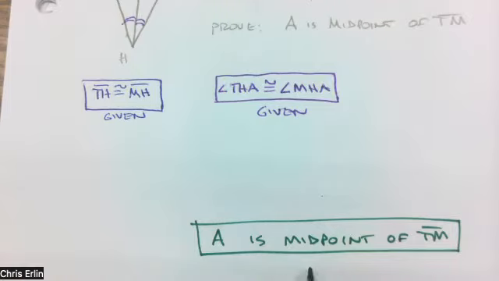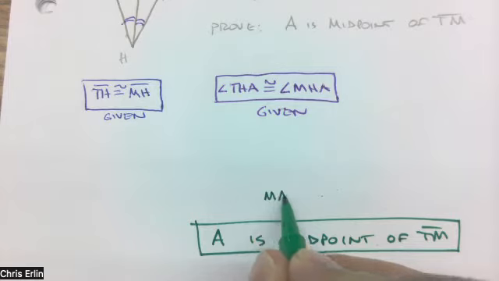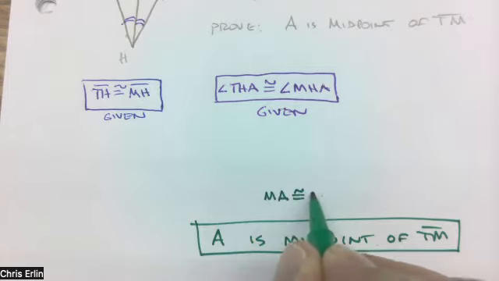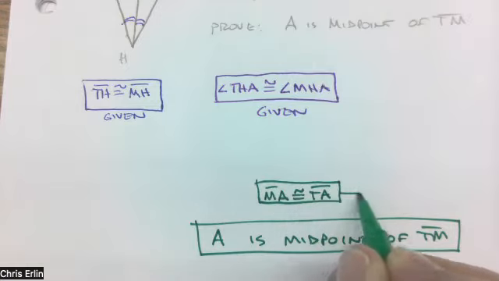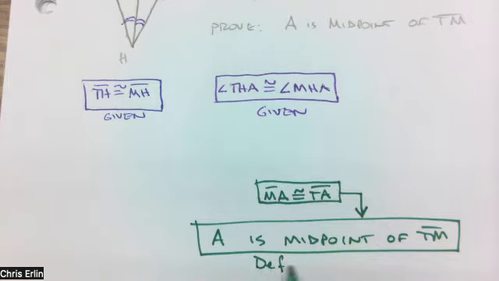Any ideas what my reason for that is going to be? Parker, what do you think? Yeah. What does a midpoint mean? It means it slices it in half. So if just prior to this we were able to say that MA is congruent to TA, wouldn't that then let us lead to this fact, calling it the midpoint, because that's the definition of midpoint?